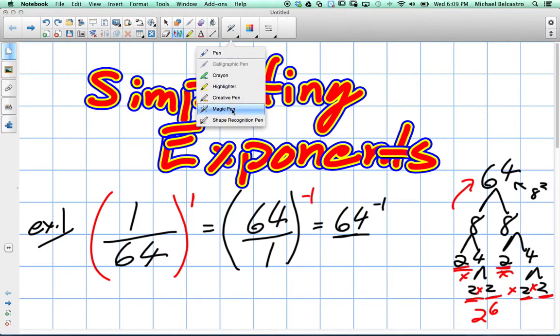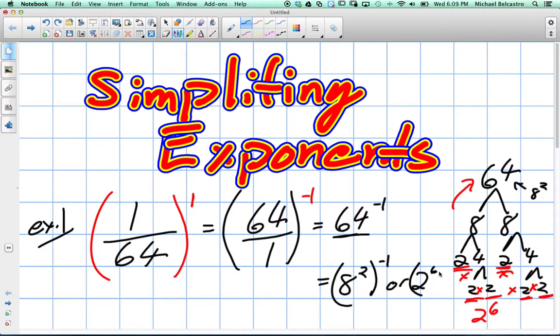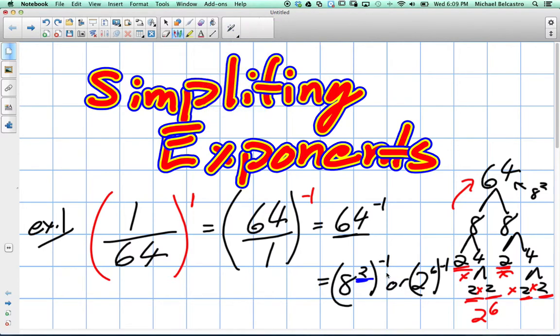So I could represent this 64 as either 8 to the power of 2, and technically there's still a negative 1 on the outside, or 2 to the power of 6 to the negative 1. Okay? And do you know the power of a power rule with exponents? Wouldn't it have a power and another power outside of it? What we can do with them? You add them together. That's if we're multiplying exponents.